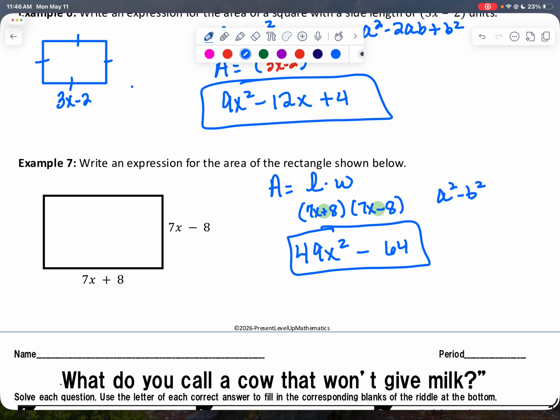And that concludes today's lesson, multiplying special products.